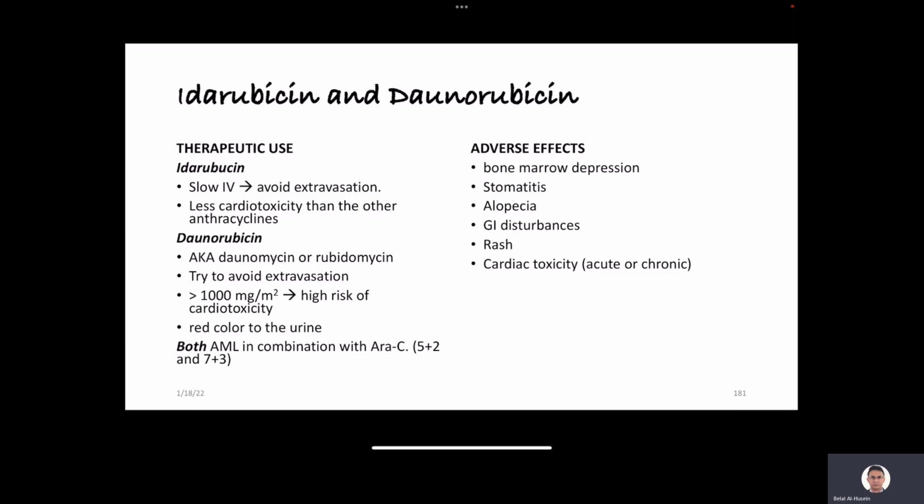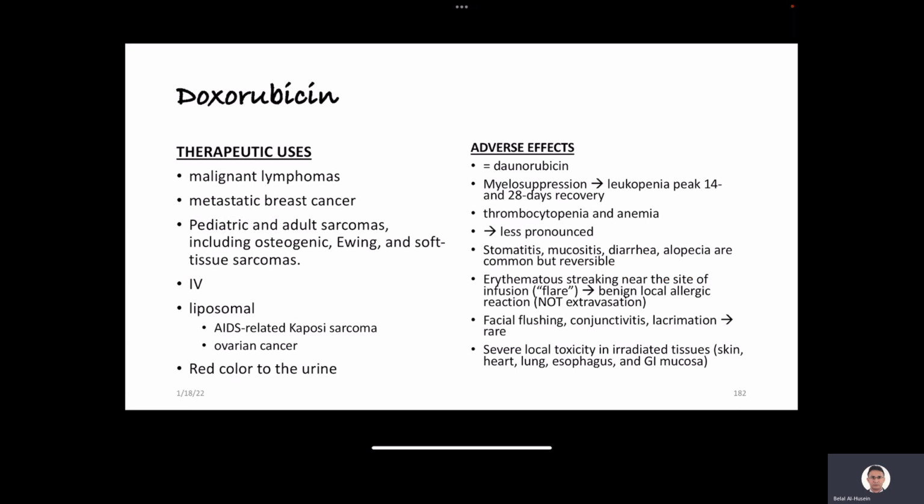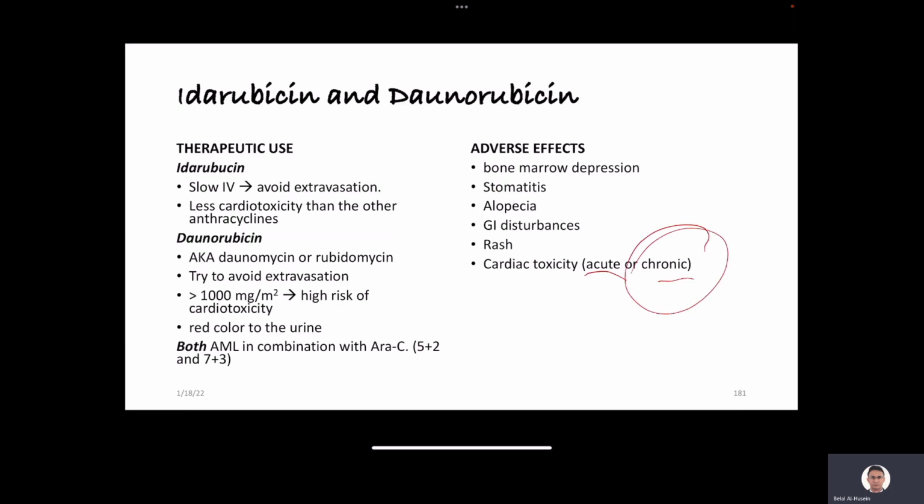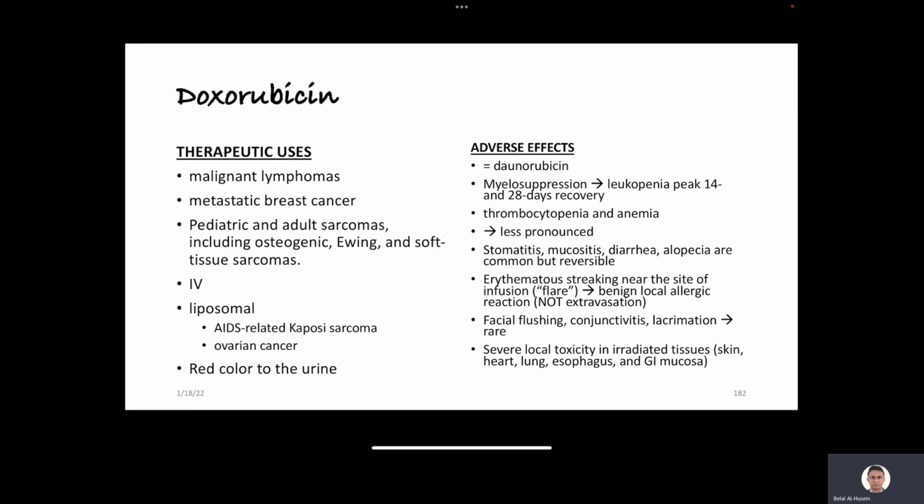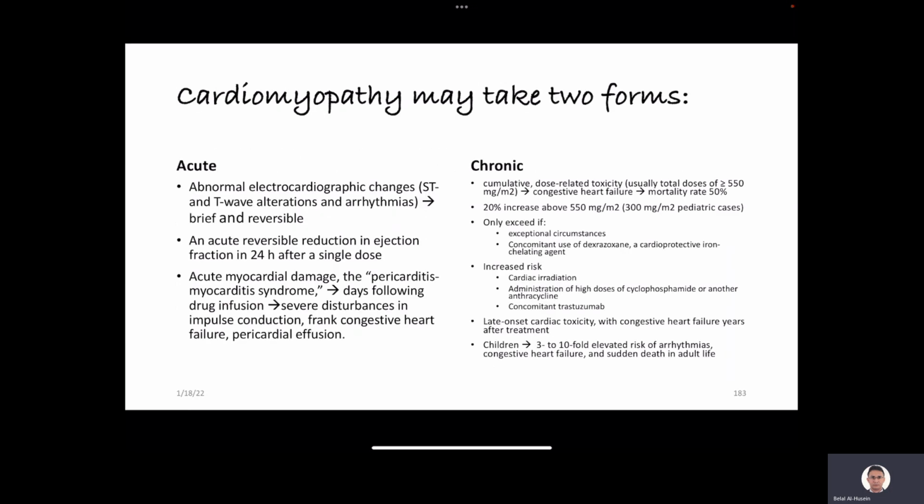We mentioned that all these drugs have the potential to cause cardiac toxicity, acute or chronic. Cumulative toxicity is through chronic use, but acutely, any dose could cause this potential of acute toxicity, which could be manifested as ECG changes, or reduction in ejection fraction, or a syndrome called pericarditis-myocarditis syndrome. While chronic toxicity is reported when the patients exceed a certain cumulative dose lifelong.